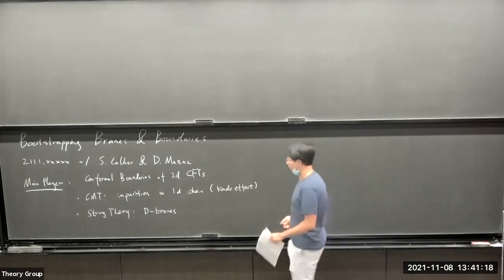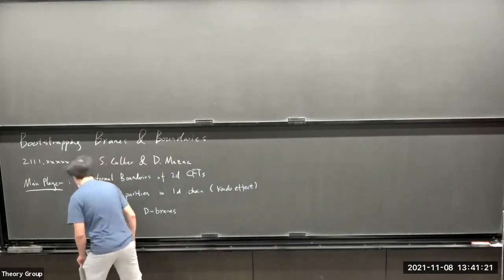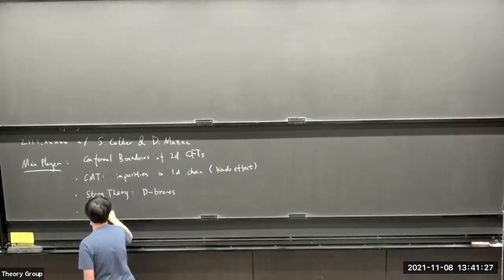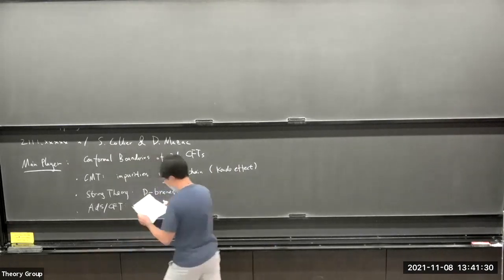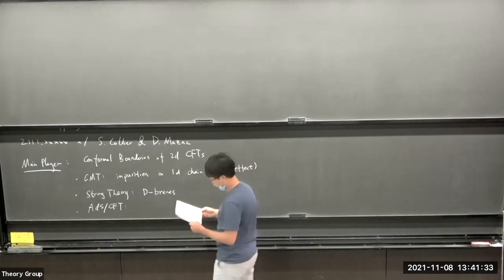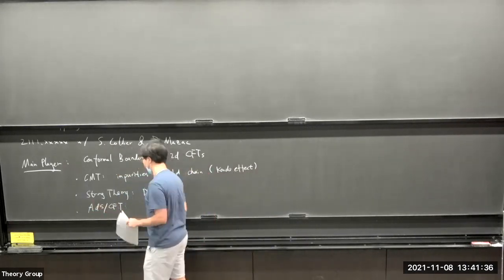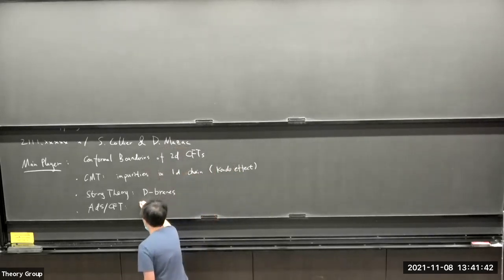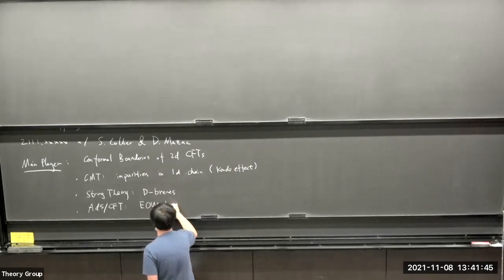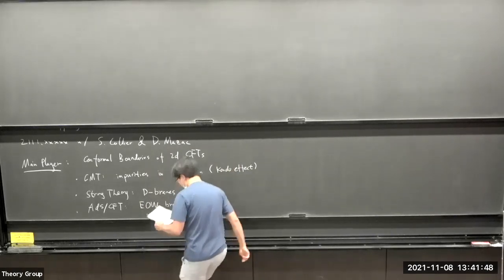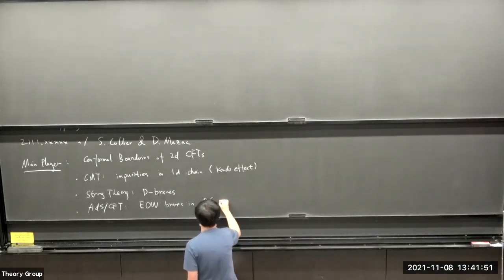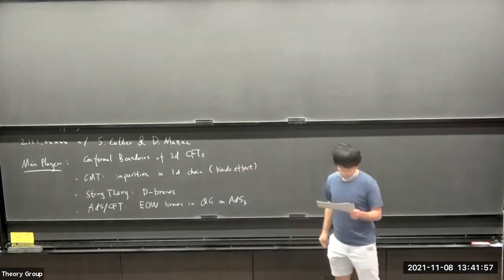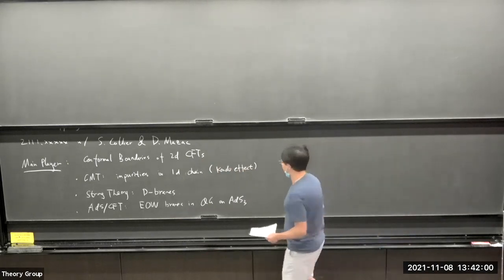And lastly, more recently, in the context of the AdS/CFT correspondence, in particular three-dimensional AdS/CFT, where the gravity theory lives in three dimensions, the conformal boundaries of the boundary CFT correspond to so-called end-of-world branes in the quantum gravity of AdS3. These end-of-world branes have played an important role in understanding black hole evaporation in recent years.